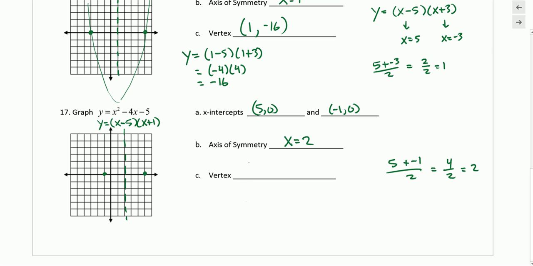And my vertex is going to be (2, something). So I plug in 2 into one of those equations, and get negative 3 times 3, which is negative 9.